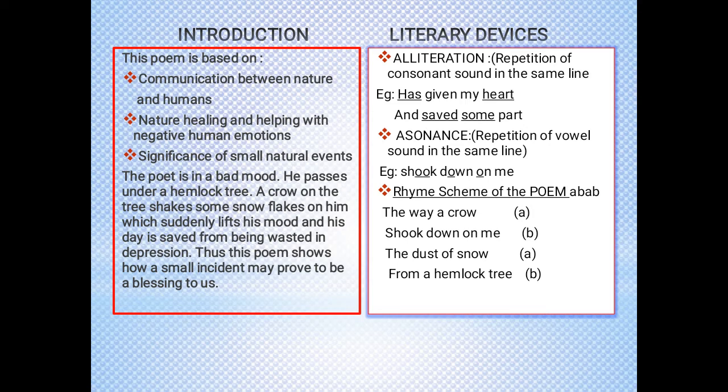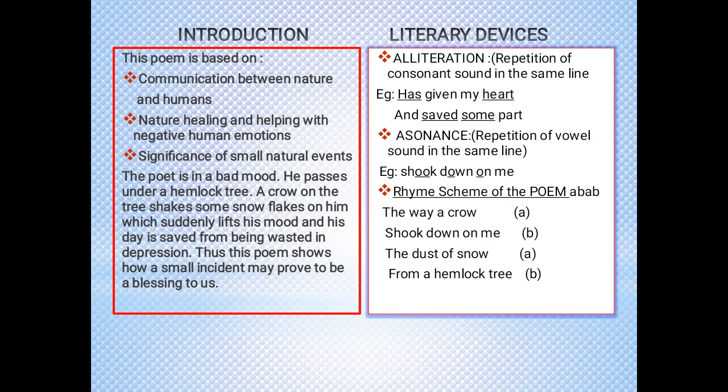Fine. So in this poem, the poet is in a bad mood. He passes under a hemlock tree and he sees a crow on the tree who shakes some snowflakes on him, which suddenly lifts his mood, and his day is saved from being wasted in depression. Thus this poem shows how small incidents may prove to be very good and very nice blessings for us. Fine. So let us move to the poem.